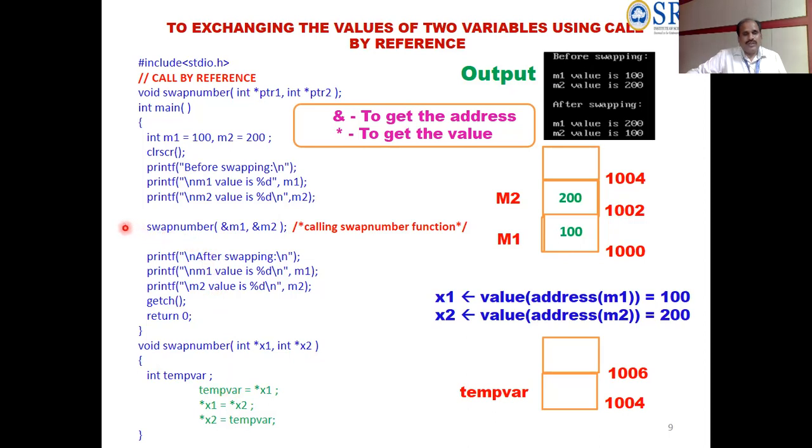When control executes this statement, control is passed to the called function. Here there are two pointer variables x1 and x2. We have declared one local variable temp. What is the value for x1? It is nothing but the address of m1, that is 1000. This 1000 contains the value 100. So 100 is assigned, and now the value at x1 is 100. So 100 is assigned to the variable temp.